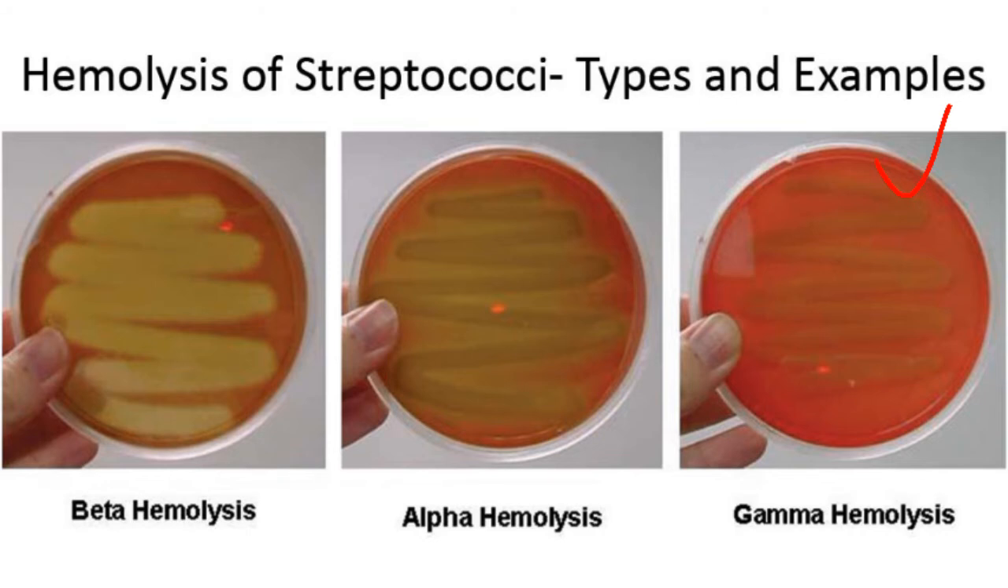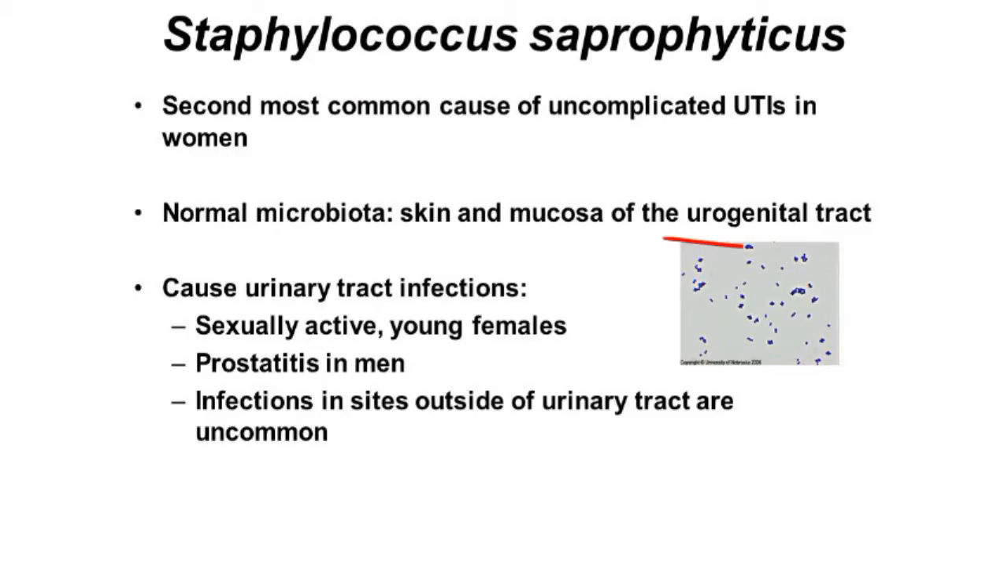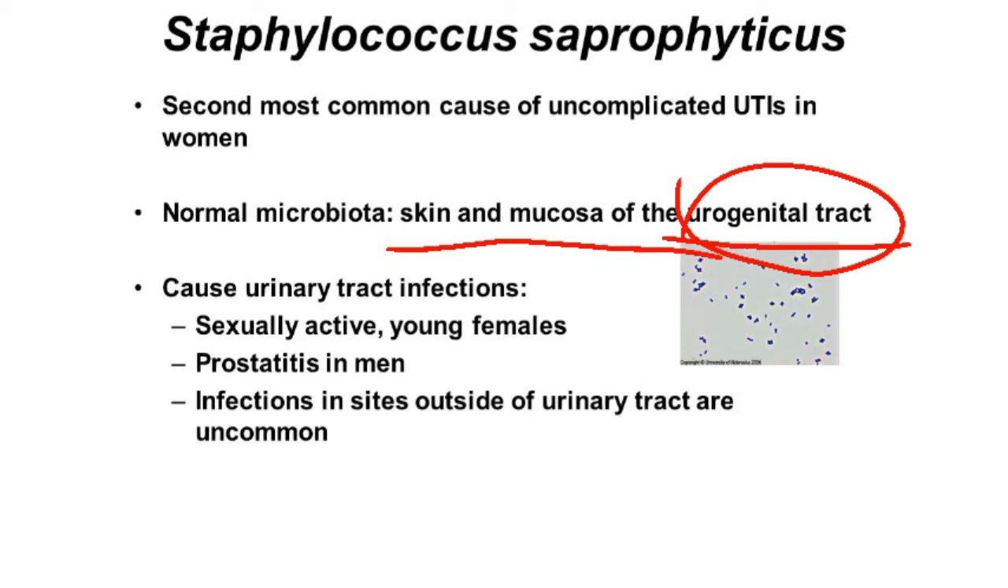That's very good. One very important thing is that staph is the normal flora of the skin and mucous membrane of the urogenital tract. It's very important. You must remember it's normal flora of the urogenital tract. But how can it cause disease? It causes disease when it is transmitted sexually.